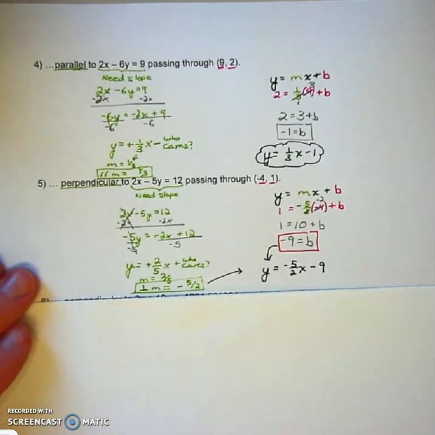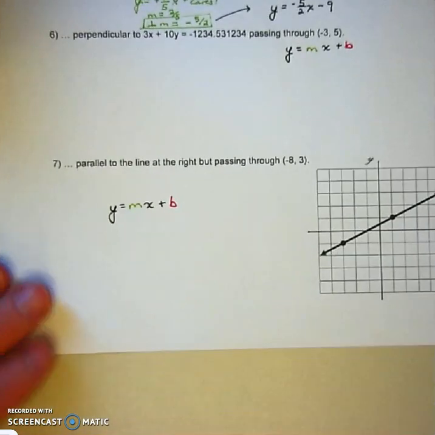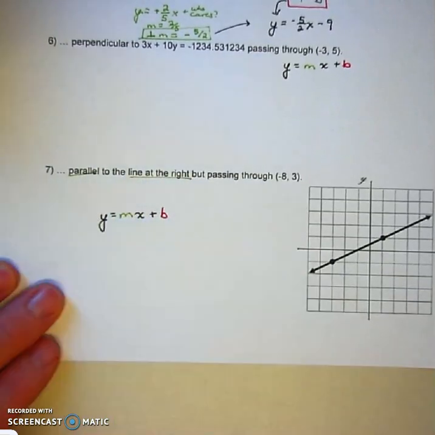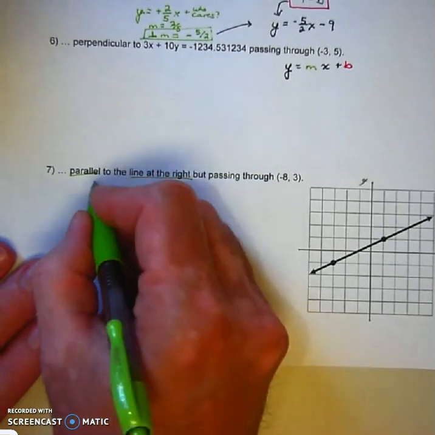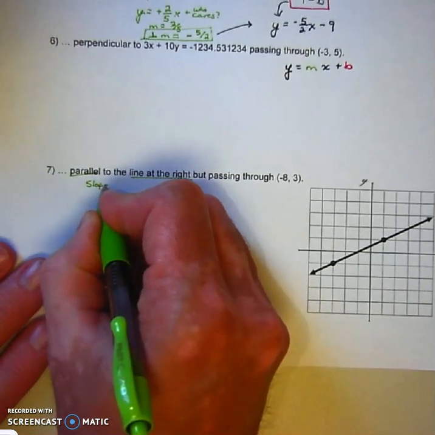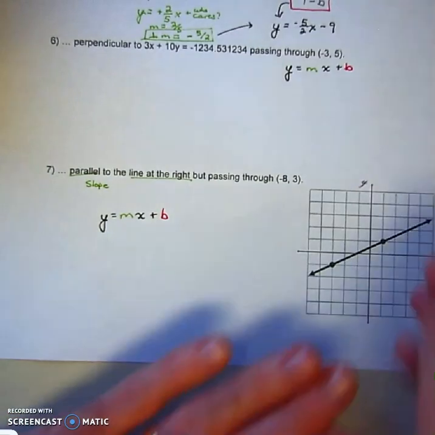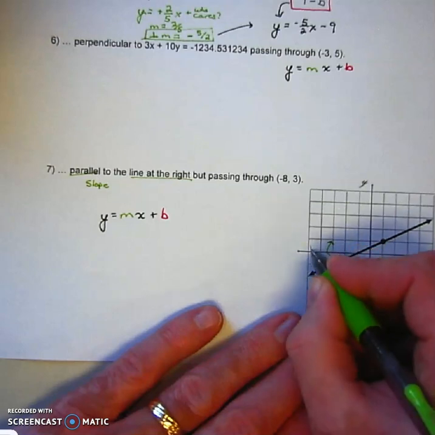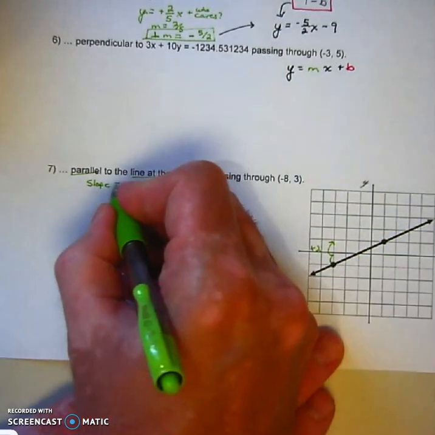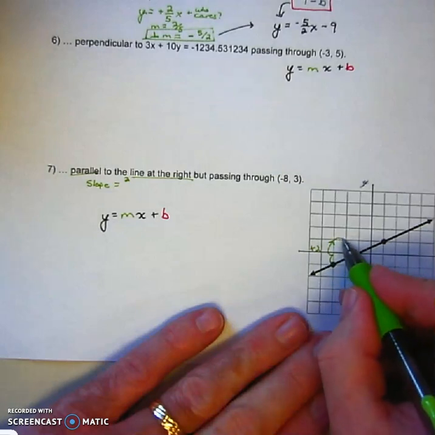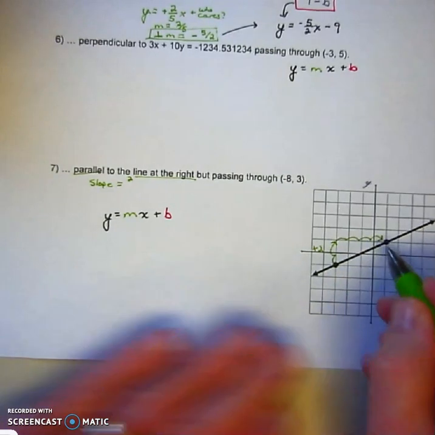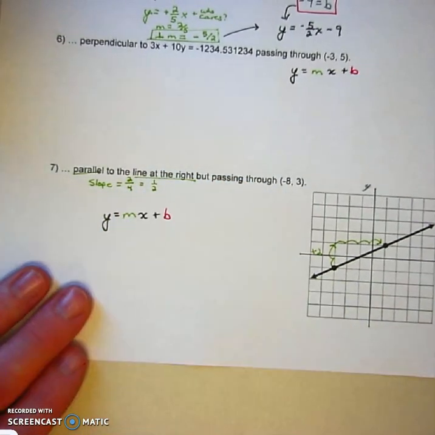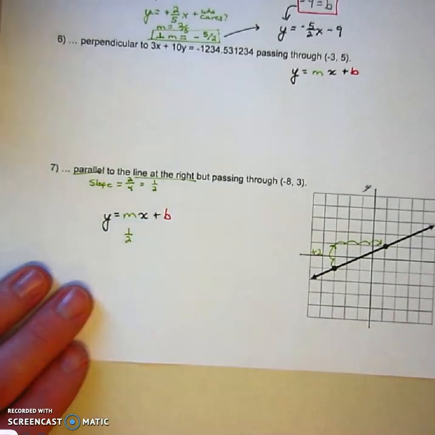And one last problem here. Let's skip number 6 because it looks like we're running low on time. Number 7, this time I want it parallel to the line at the right. And when I see that word parallel, it tells me I need the slope. So let's look at this line at the right. It's kind of nice to have a graph because I can count the slope as the rise, which it looks like I went up 2. So my rise is 2. And my run, 1, 2, 3, 4, is to the right 4. So it looks like my slope is a half. So I can put 1/2 in for my slope.